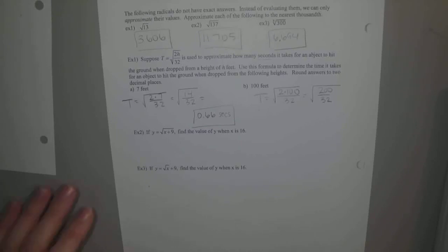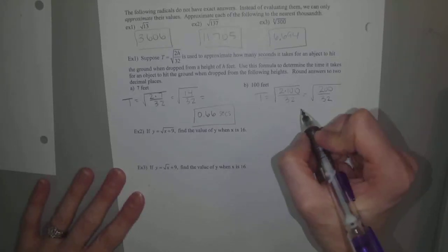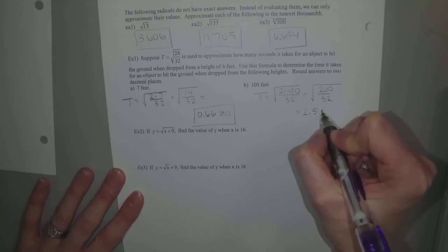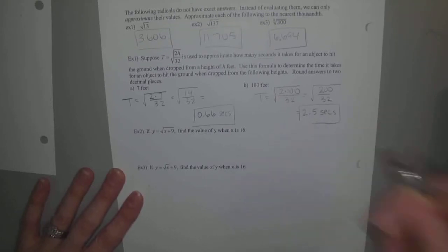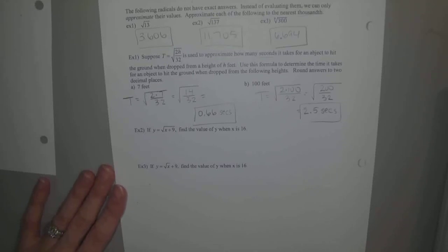What do you guys get on this one? 2.5 seconds perfectly? Which still amazes me, because 100 feet's pretty high, and it doesn't even take 3 seconds to go from 100 to ground 0, okay? All right, the last two are important.